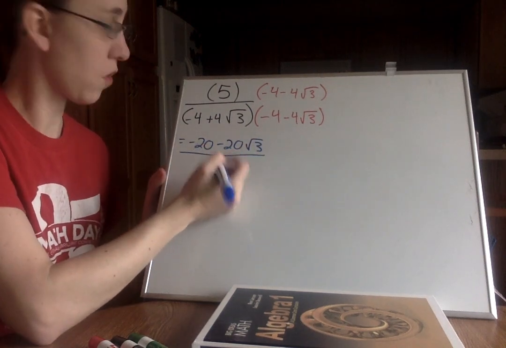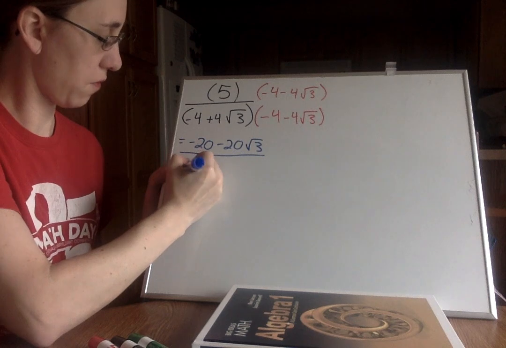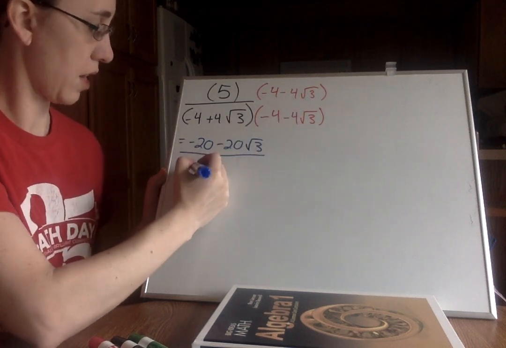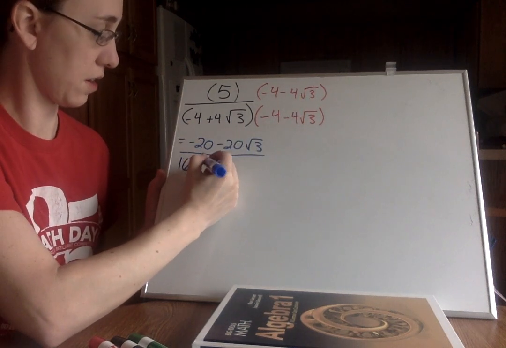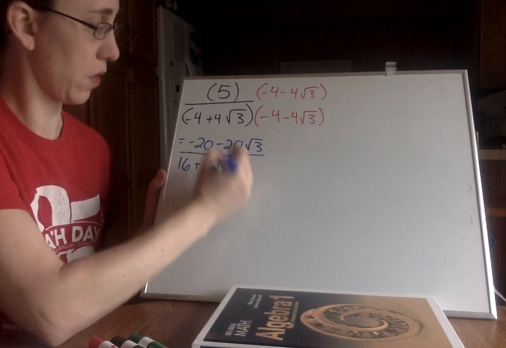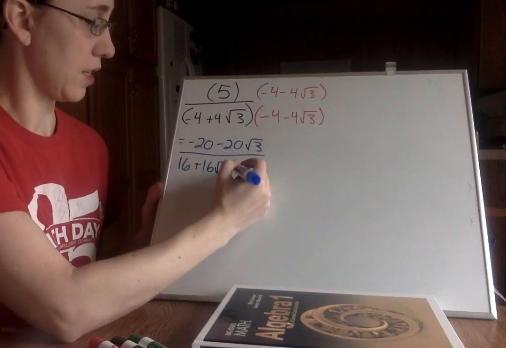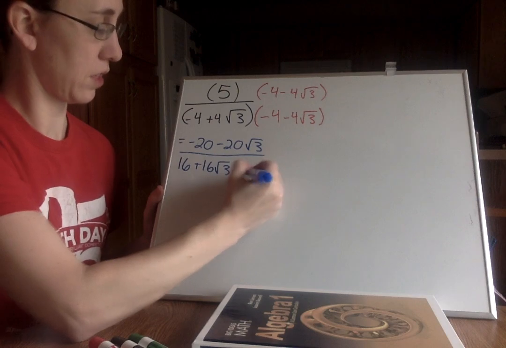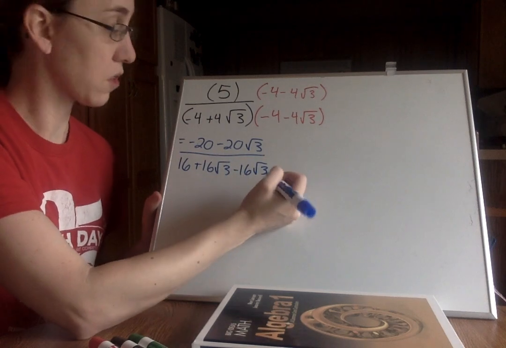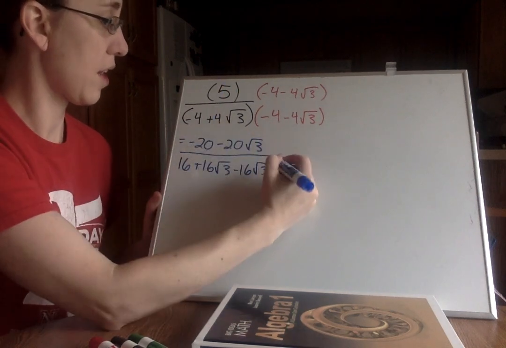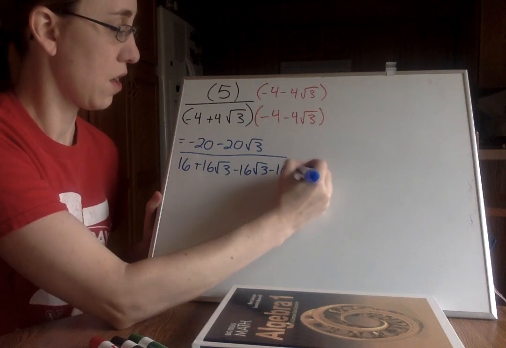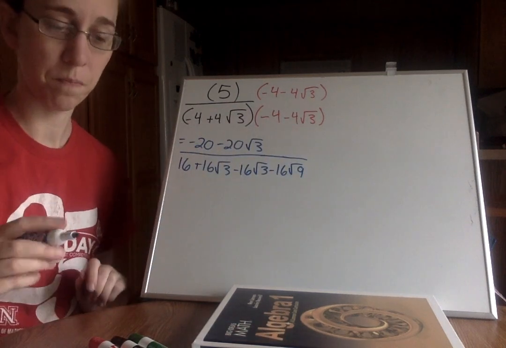On the bottom, we're going to FOIL. So -4 times -4, -4 times 4 square root 3. That's positive 16 square root 3. When we do the inside, we're going to get -16 square root 3. We can already see those are going to cancel out again. And then last, we get -16 square root of 9.